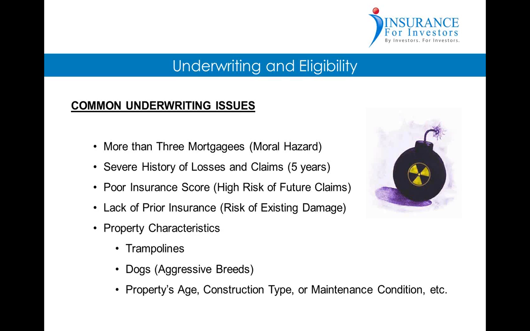Properties that have aggressive breed dogs. We all know the pit bulls and Rottweilers and Doberman Pinschers and Akitas and other types of dogs that are on the common aggressive breeds list. Or properties that present higher risk due to the property's age, its construction type, meaning poured concrete, exterior versus solid brick construction versus masonry versus stucco versus extruded insulation, etc., as well as the property's maintenance condition.